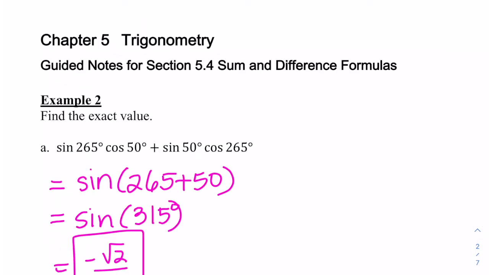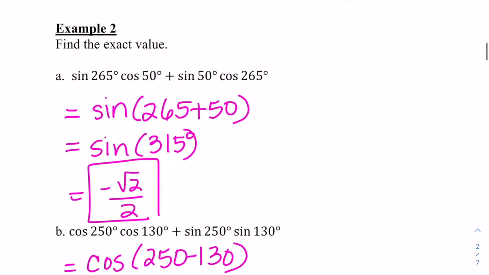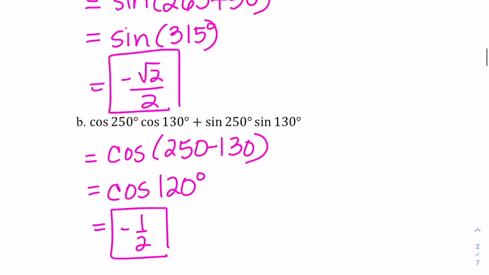Okay, let's check our answers. So hopefully you're able to identify that this formula was the sum of the sine angle. So sine of 265 plus 50. When we add those together, we get sine of 315 degrees, which we know is in the fourth quadrant. It's a 45, 45 degree triangle. So that's going to be negative root 2 over 2. So knowing that unit circle is really important for this section as well.